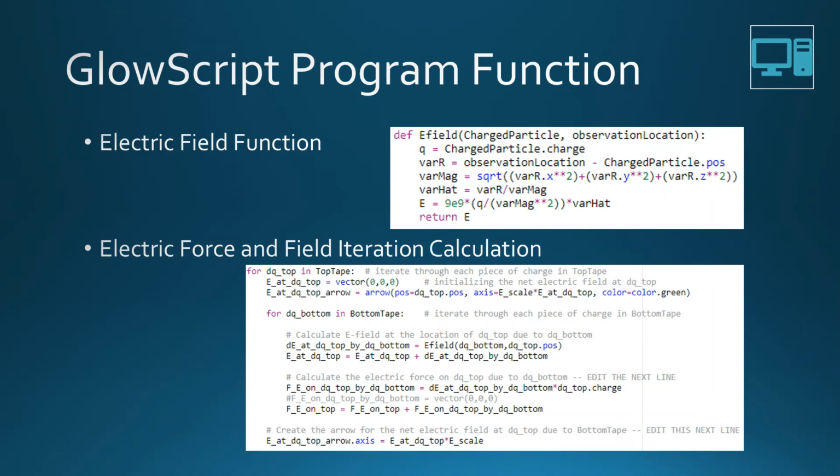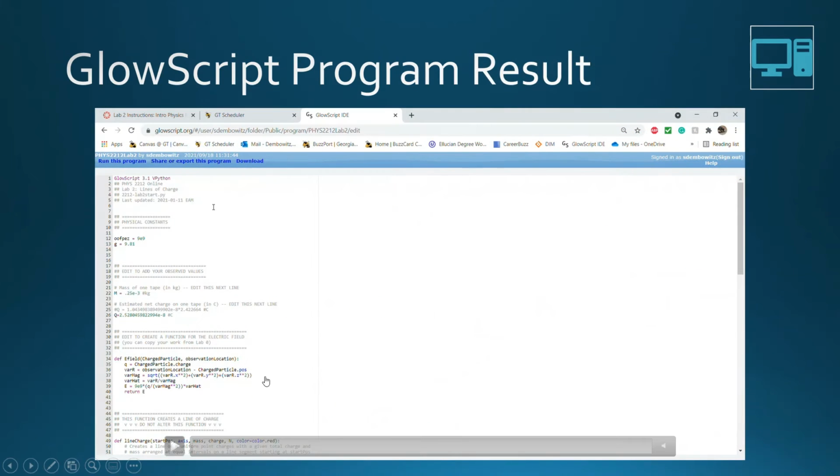And here is the electric field function here. This is for a point charge, and this is the integrated version for the line of charge, integral of dE. You can see the result of the GlowScript model here.